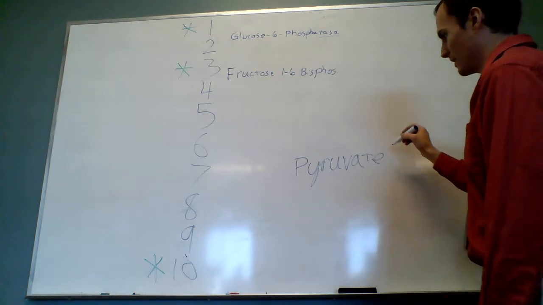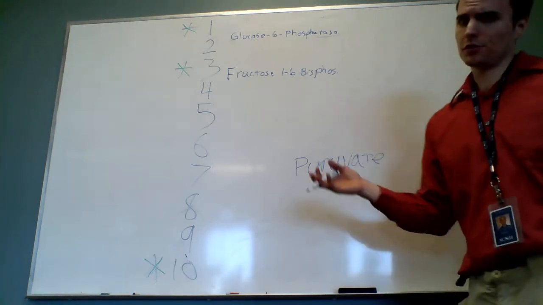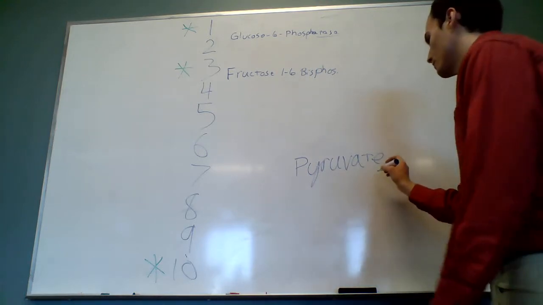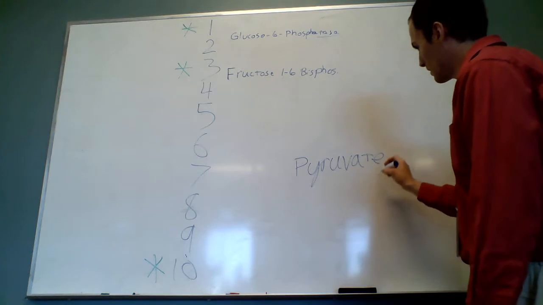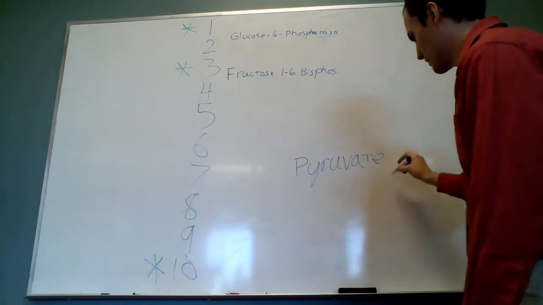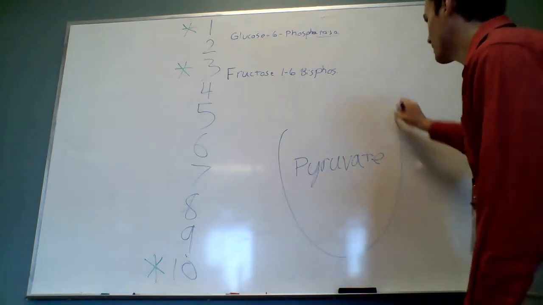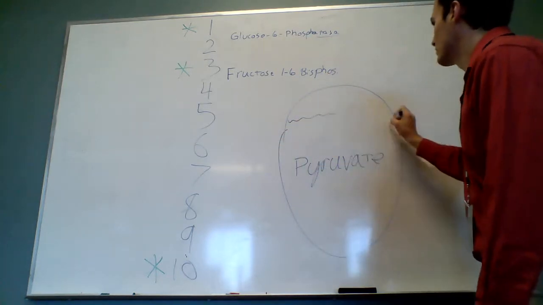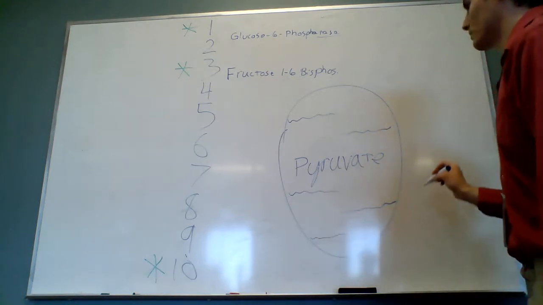is acted on by the enzyme pyruvate carboxylase, which describes exactly what it's doing. It's carboxylating pyruvate. It does this inside the mitochondria. Okay, so we're going to go ahead and draw the mitochondria here. Squiggle, squiggle, squiggle, squiggle. Makes me think of an Easter egg.